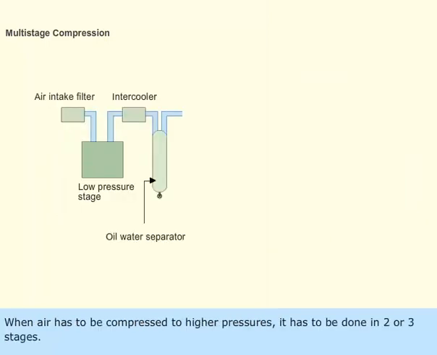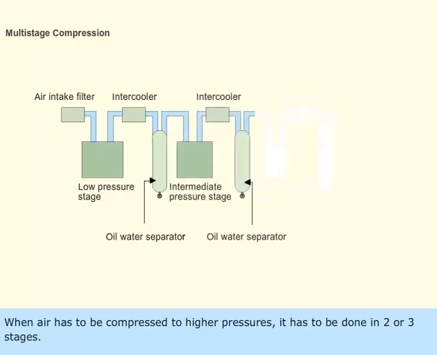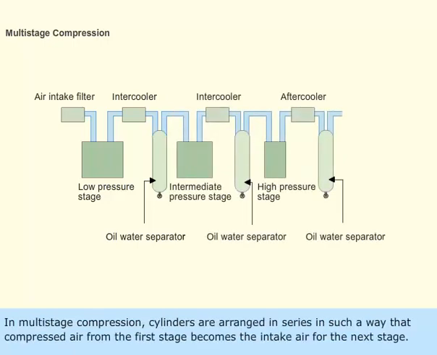When air has to be compressed to higher pressures, it has to be done in 2 or 3 stages. In multistage compression, cylinders are arranged in series in such a way that compressed air from the first stage becomes the intake air for the next stage.